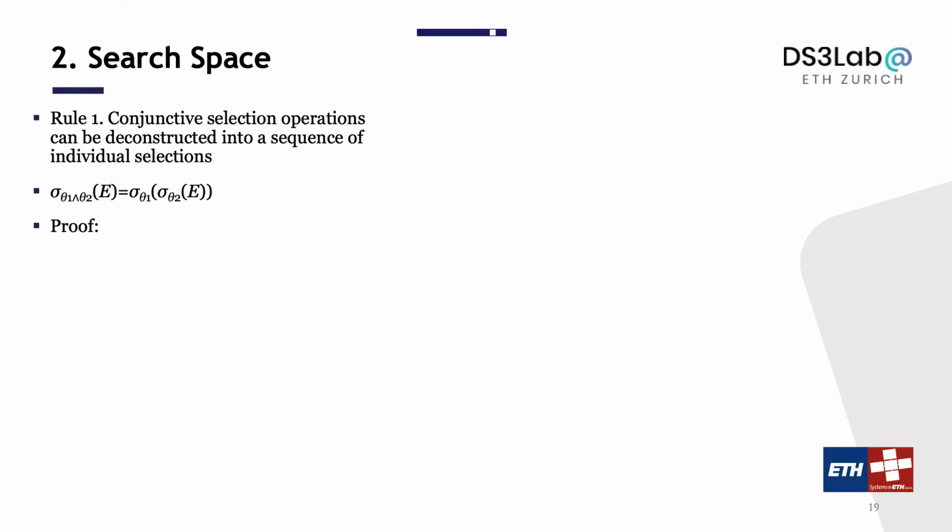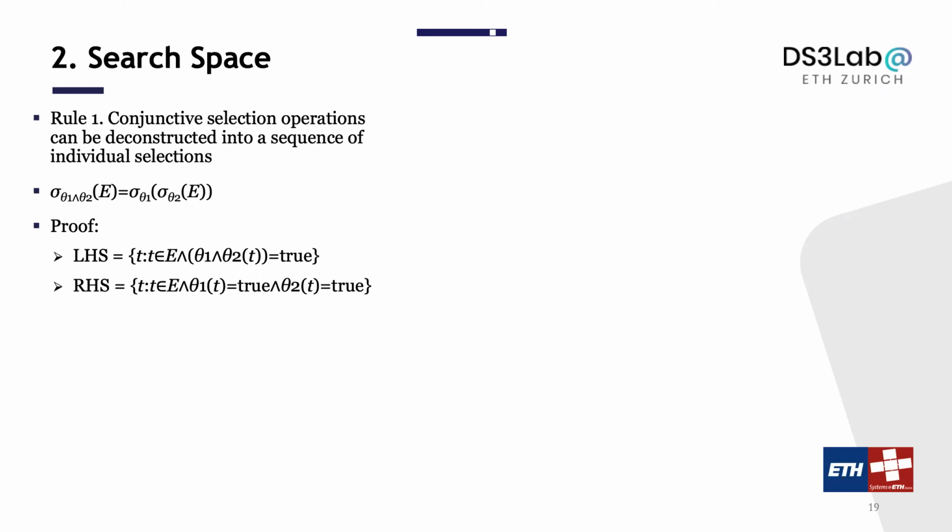How to prove it? It's actually very easy to prove. You go back to the definition. The left-hand side has this semantic, the right-hand side has this semantic. It's very easy to prove. Just go back to the definition. So why are they equivalent?